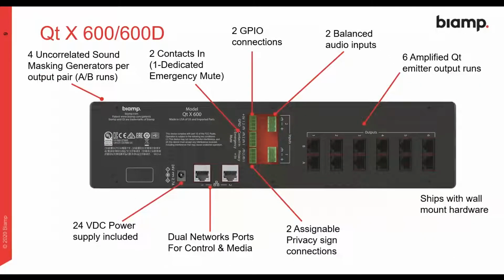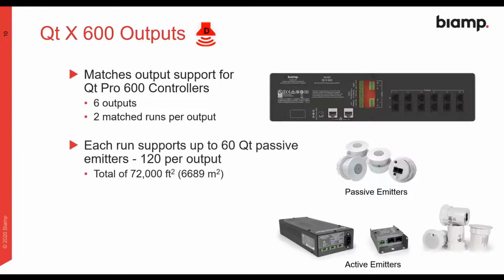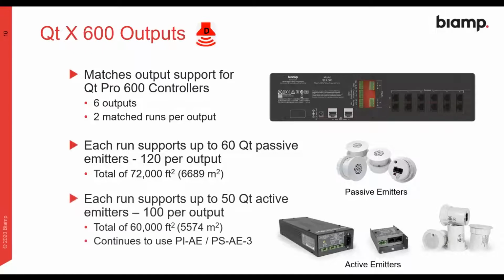So moving on to the 600, same topology as far as the I/O, the network port, and the analog. We just add in the 600 the additional 3 output pairs. So we get 6 outputs with 2 match runs. We're getting a larger square footage coverage, but the same coverage, same support for passive emitters and our active emitters with our injectors. So just an expansion for that unit to build a larger system.